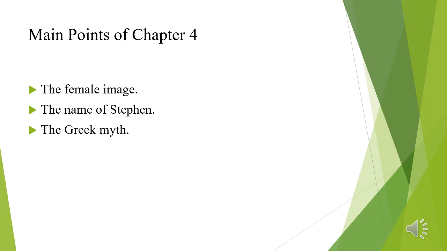Therefore, the most important questions you need to think about at this stage are, one, the image of women and its representation to Stephen. And the second thing that you need to focus on is the mythology, the Greek mythology, and what this stage represents to Stephen as the main important cores of this section, in addition to the repentance and the feeling of guilt that Stephen felt along the way.